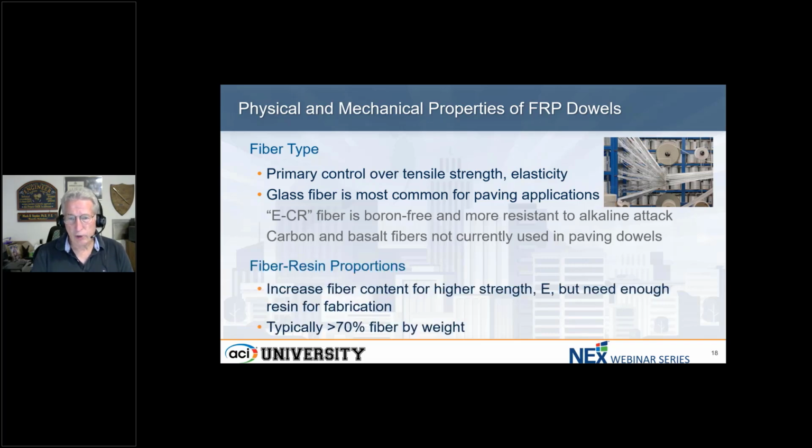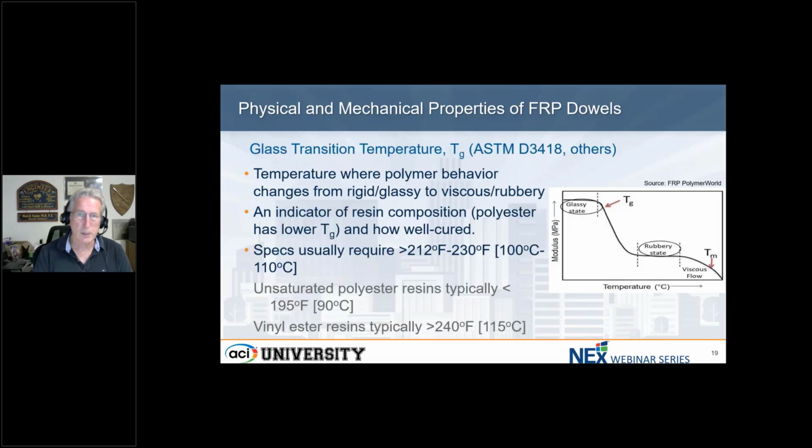As far as the proportions go, the more fiber you use, the higher strength you get and the higher modulus of elasticity you get. But we need to have enough resin there to fabricate a nice smooth bar. So typically what we see is a minimum requirement of 70% fiber, and we don't very often see more than about 80% fiber by weight in FRP dowels.